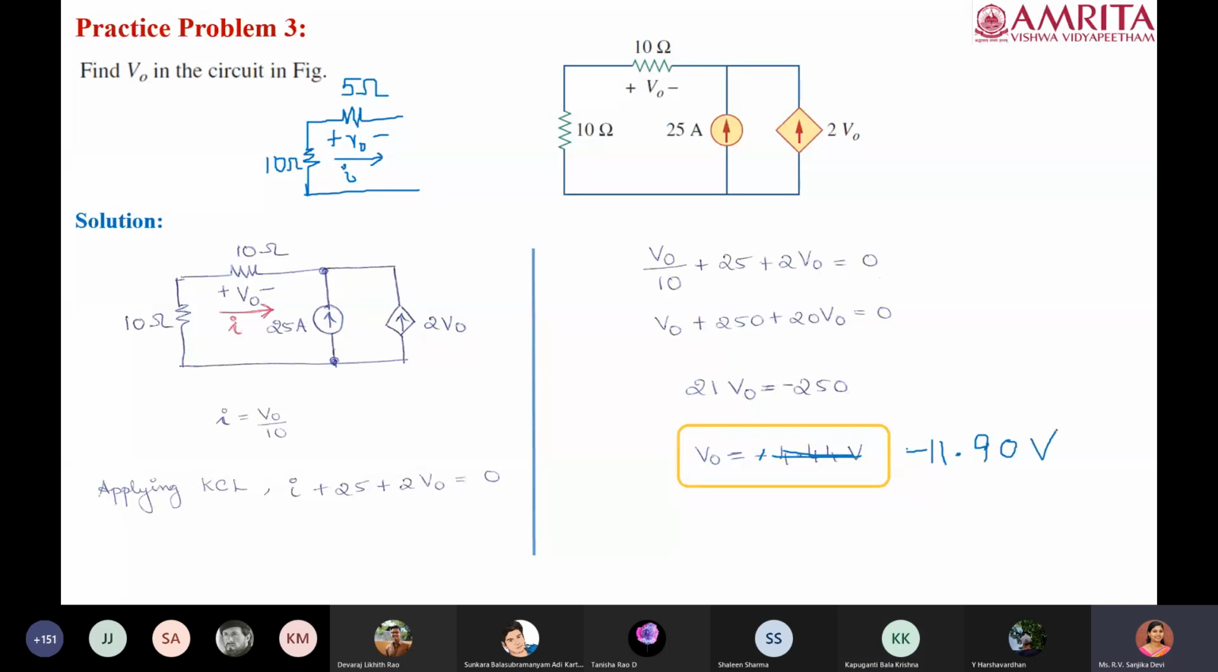Okay, so now coming to this one, instead of 10 ohm, what if it is a 5 ohm? In this case, the same current will flow through both the 10 ohm and the 5 ohm. But the voltage we have to determine is represented across this 5 ohm resistor. So if the circuit is this way, we will write V naught is equal to 5 times I.